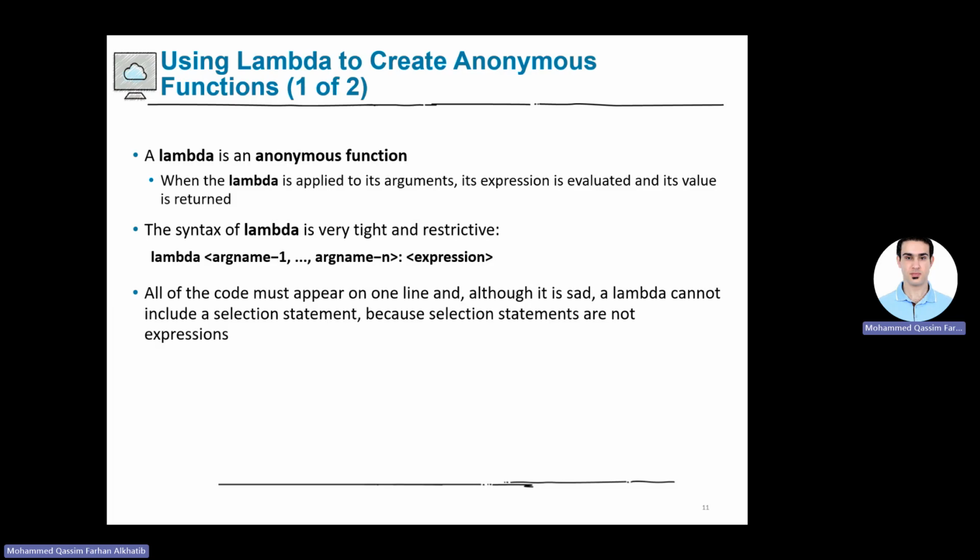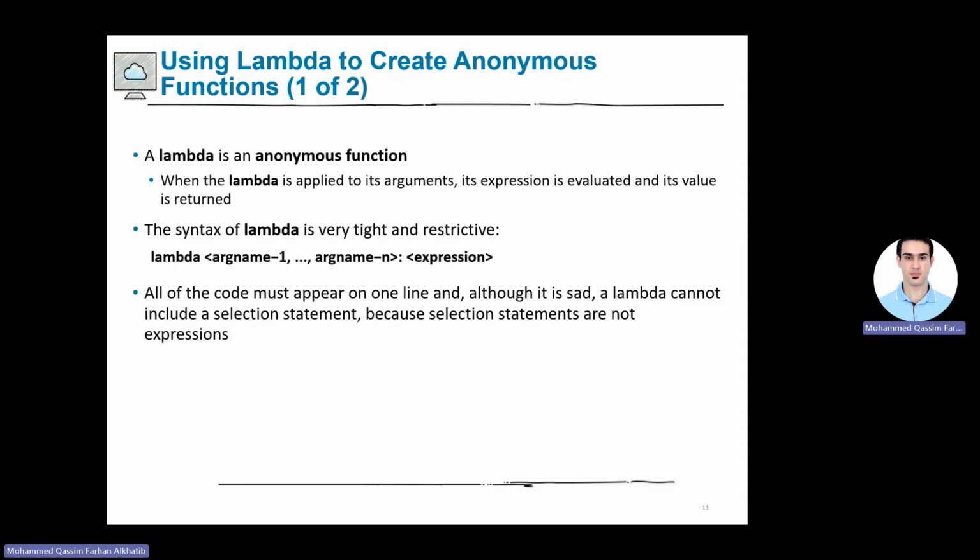So lambda is an anonymous function. Anonymous means it doesn't have a name. When the lambda is applied to its arguments, its expression is evaluated and its value is returned immediately. I don't have to define a function for that. By the way, I cannot say the function name is lambda. A lambda function is a function that has no name, anonymous, that will do a certain task. For example, in a few minutes, we'll do multiplication of two variables, and it will return the multiplication in a single line.